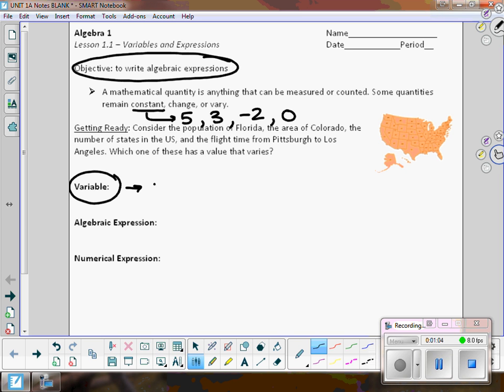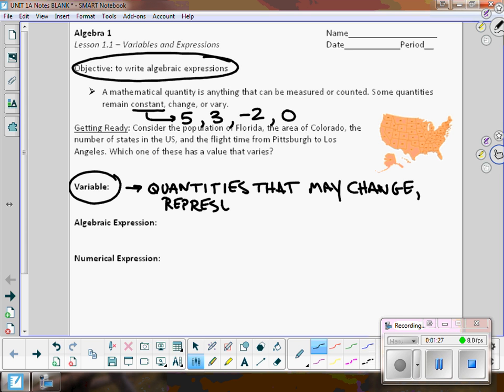So these are quantities. Let's go ahead and define this in your notes. Copy this down. These are quantities that may change. We typically use a letter in math, usually X, to represent them, with a letter such as X. Like X, that's the most famous.